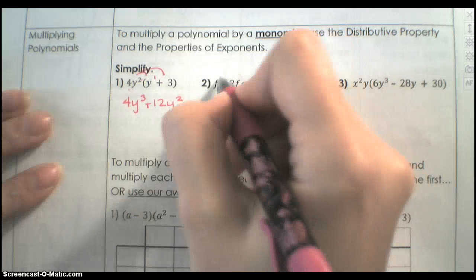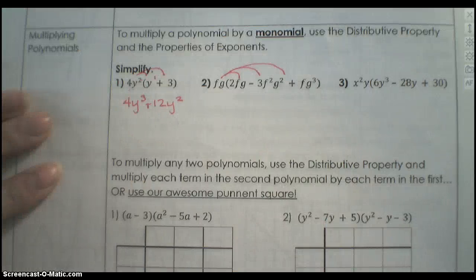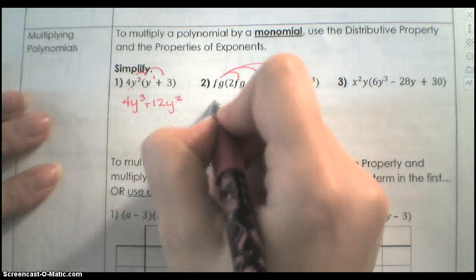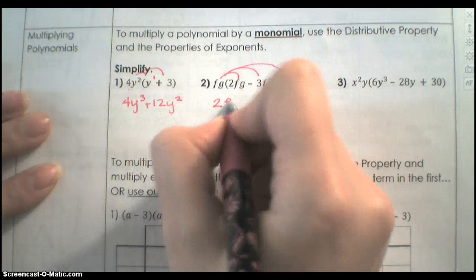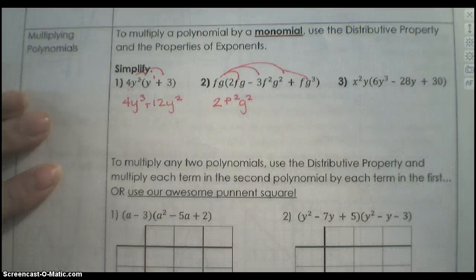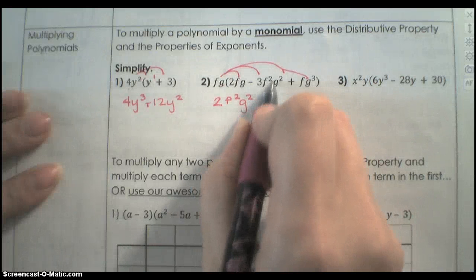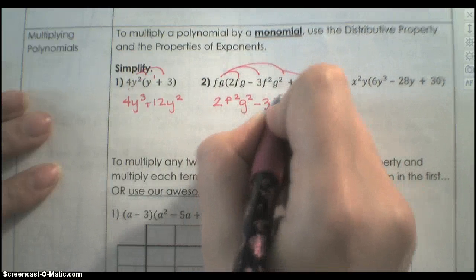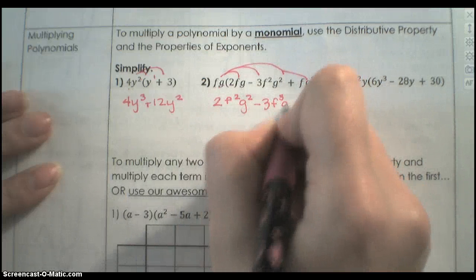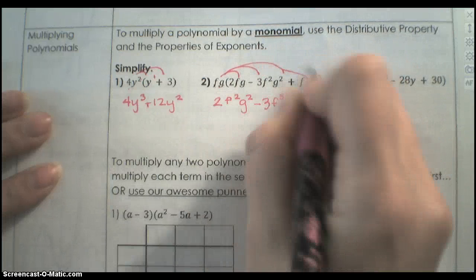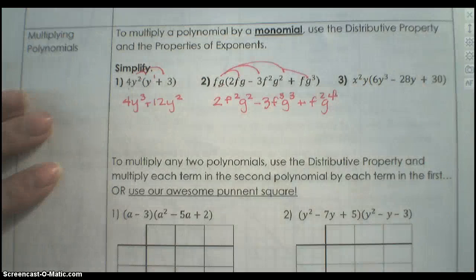So moving on to the next one, fg, we're going to distribute to every term there. So we have an fg times a 2fg, so we have a 2 out front. F times f is f squared. G times g is g squared. Next, we're going to take fg times negative 3, f squared and g squared. So negative 3, the f times the f squared is f cubed. The g times the g squared is g cubed. And then lastly, f times f is f squared. G times g cubed is g to the 4th.